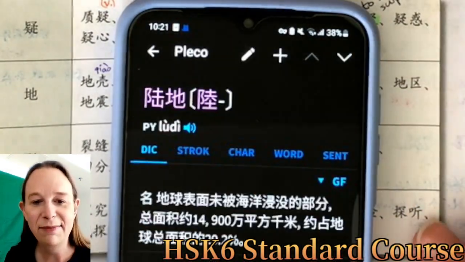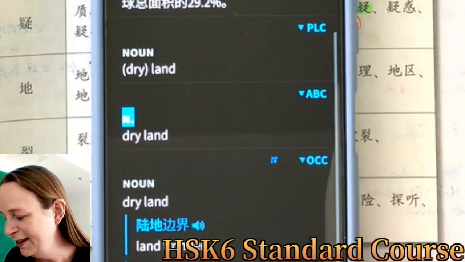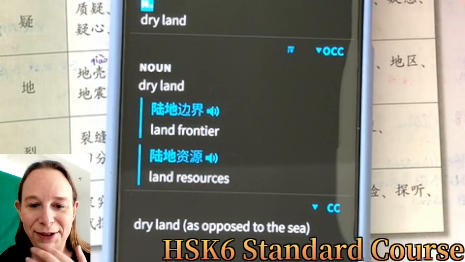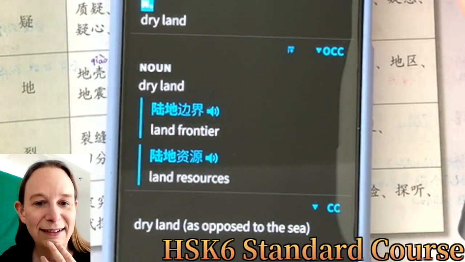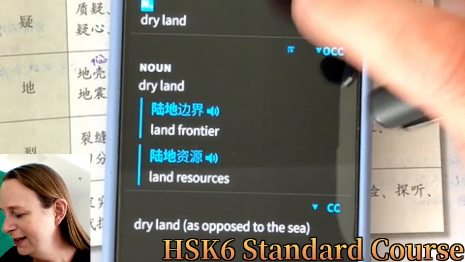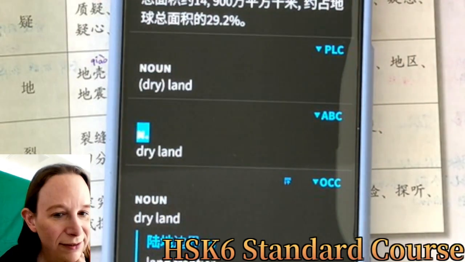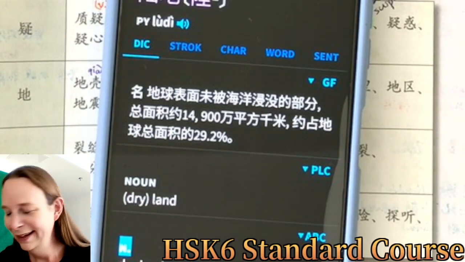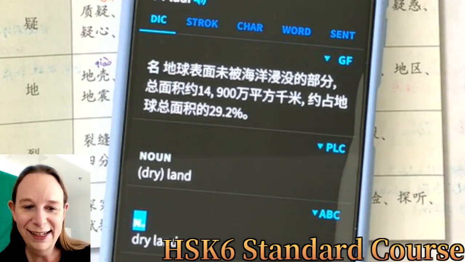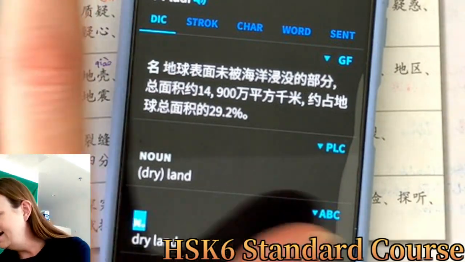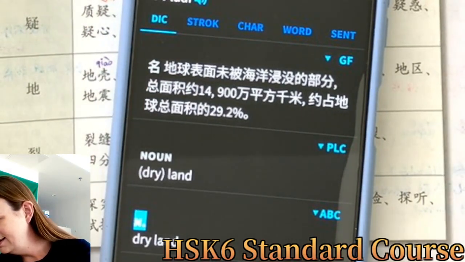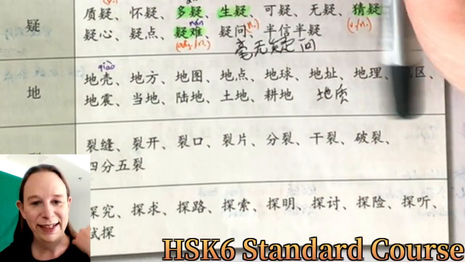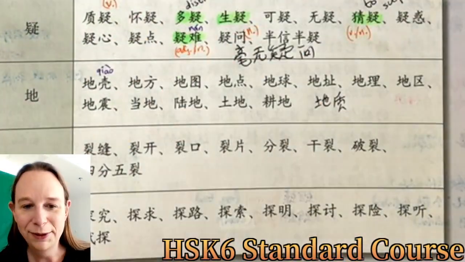Land. What do you reckon land means? 陆地, as opposed to 海洋, like a land barrier, land resources. What's the opposite of land? Ocean, sea. It would be sea, right? Land and sea, so 海洋 or something. Or all right, it's just land. Land means land.